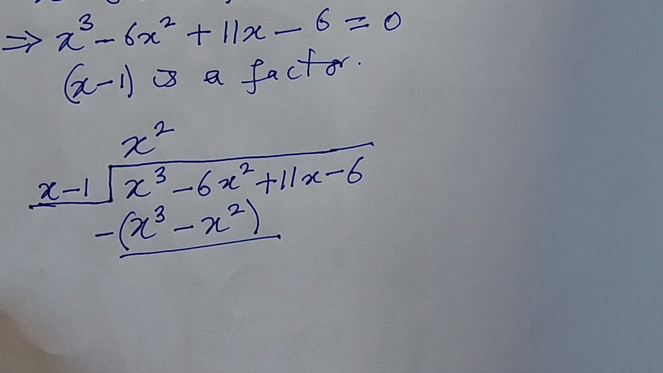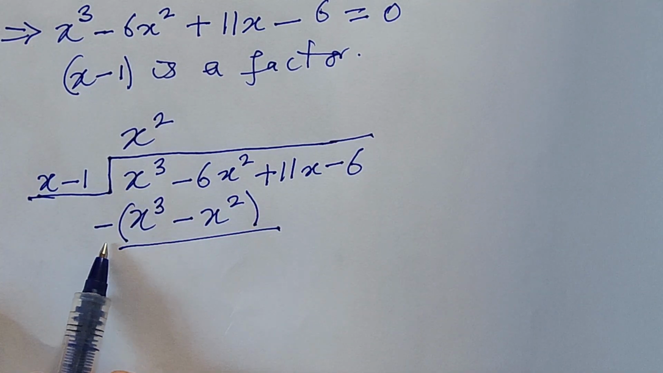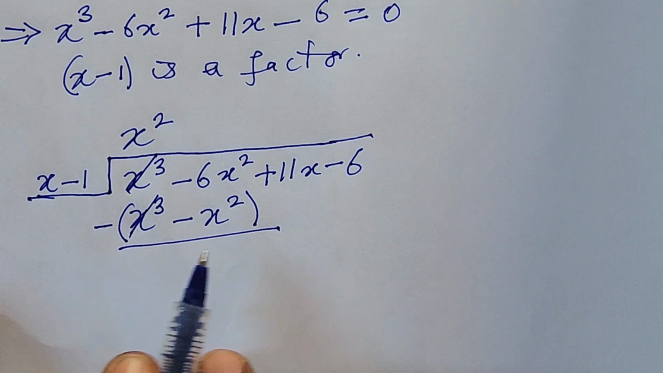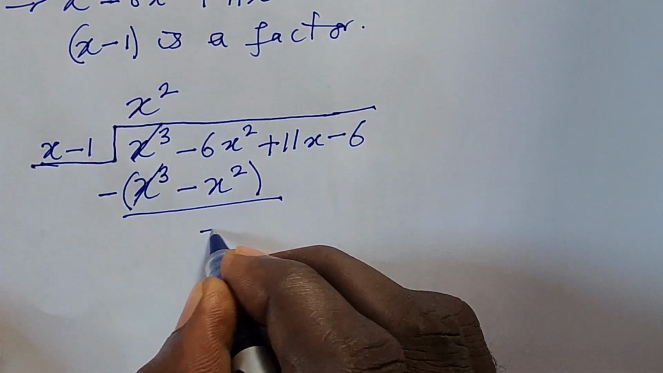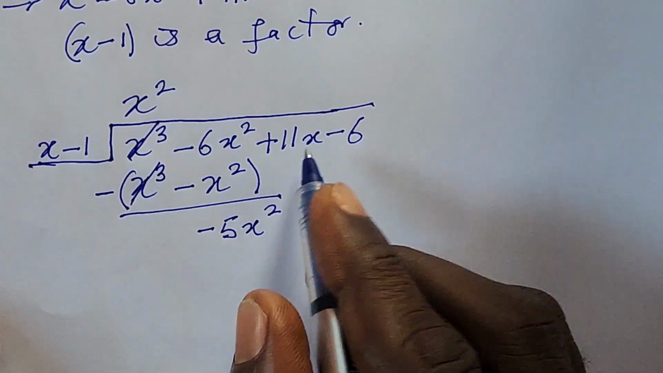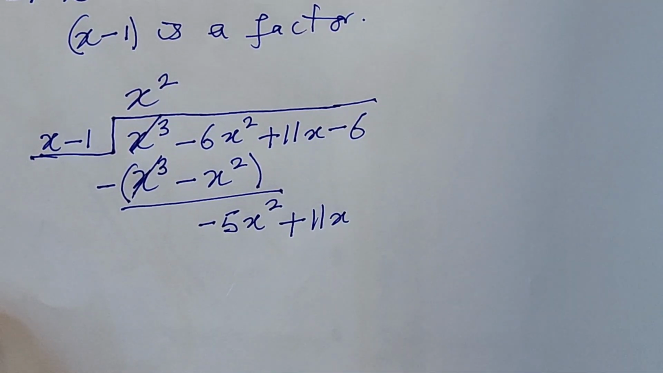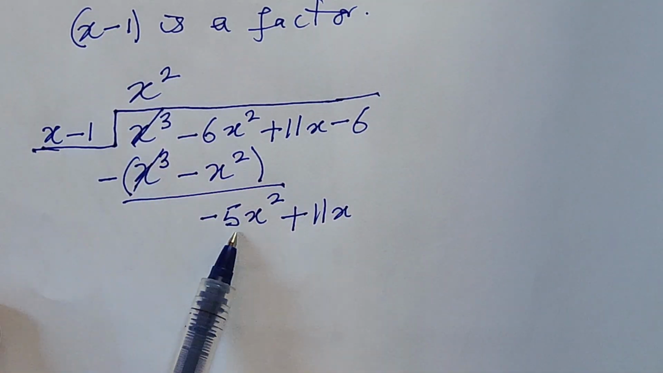We subtract rather. So if we subtract, the plus x to the power of 3 minus x to the power of 3, of course this and this will leave. So this will give us plus. So if we add this will give us minus 5x to the power of 2. Bring down this, we have here plus 11x. Again, what we do, we use this to divide this.